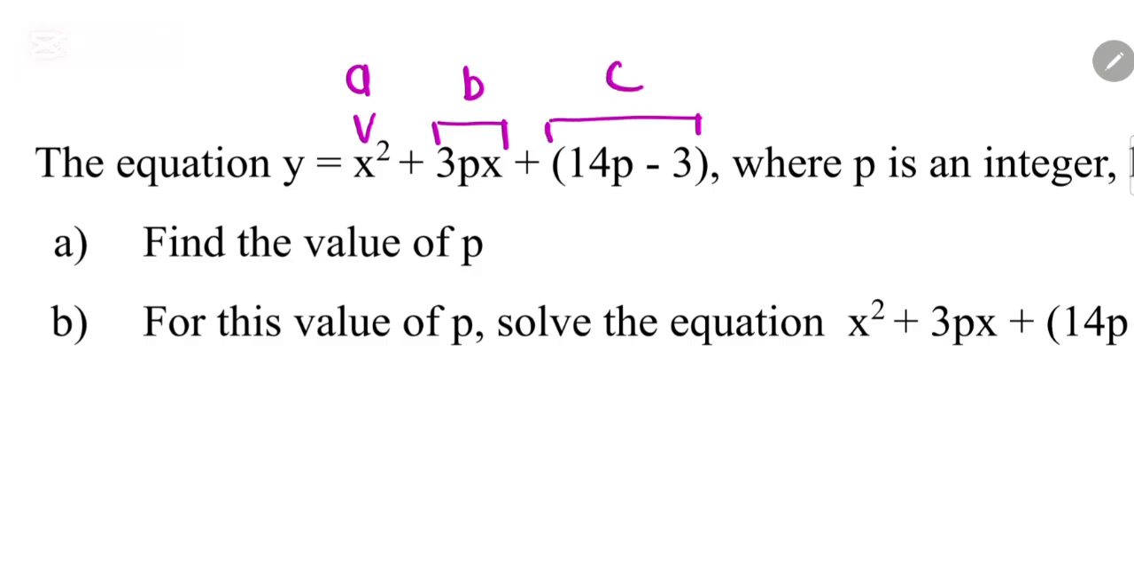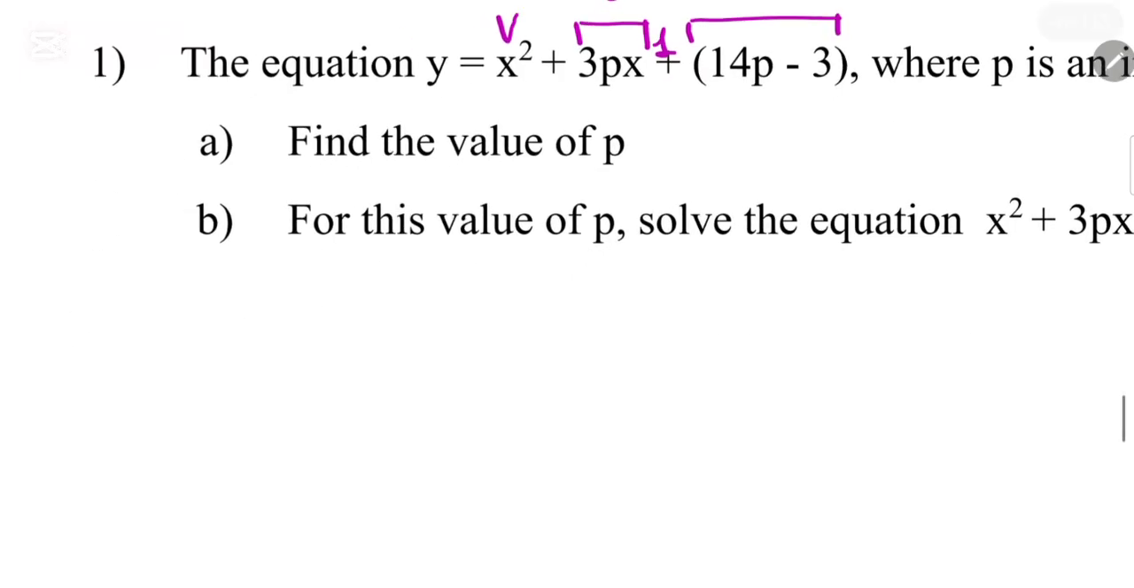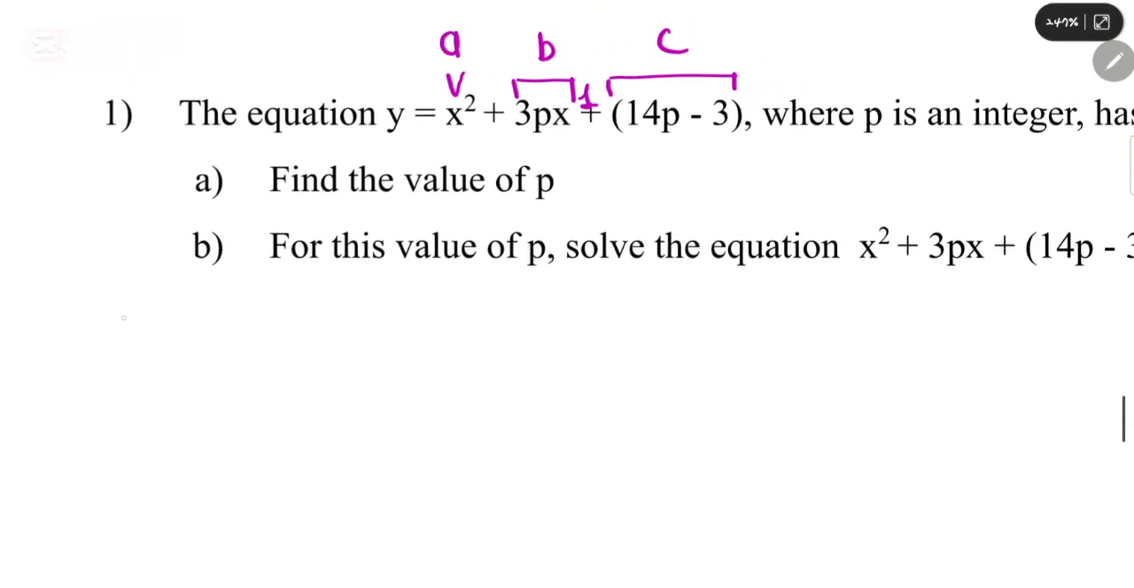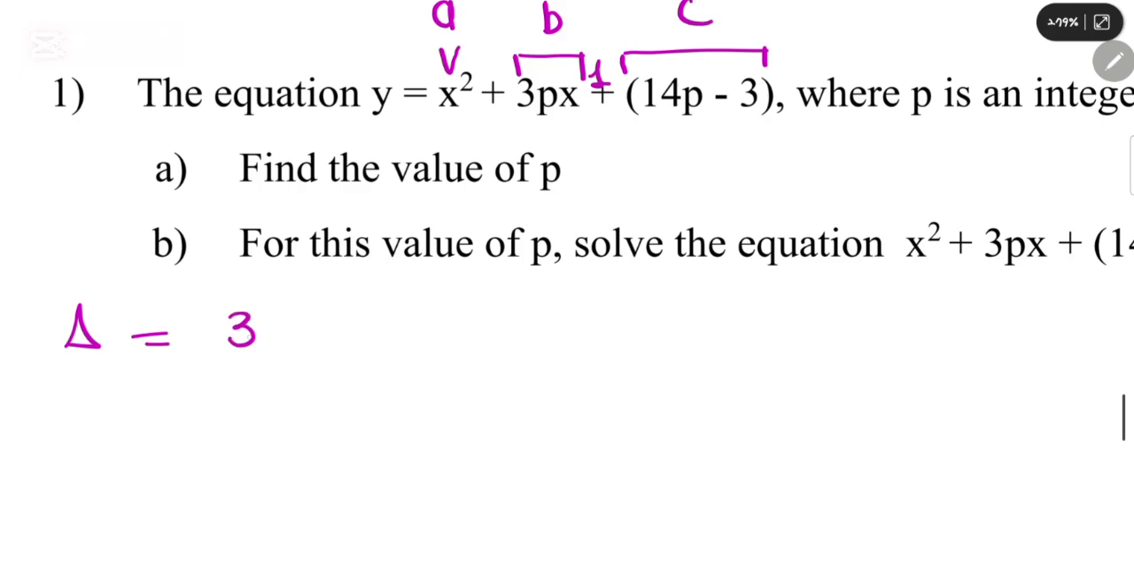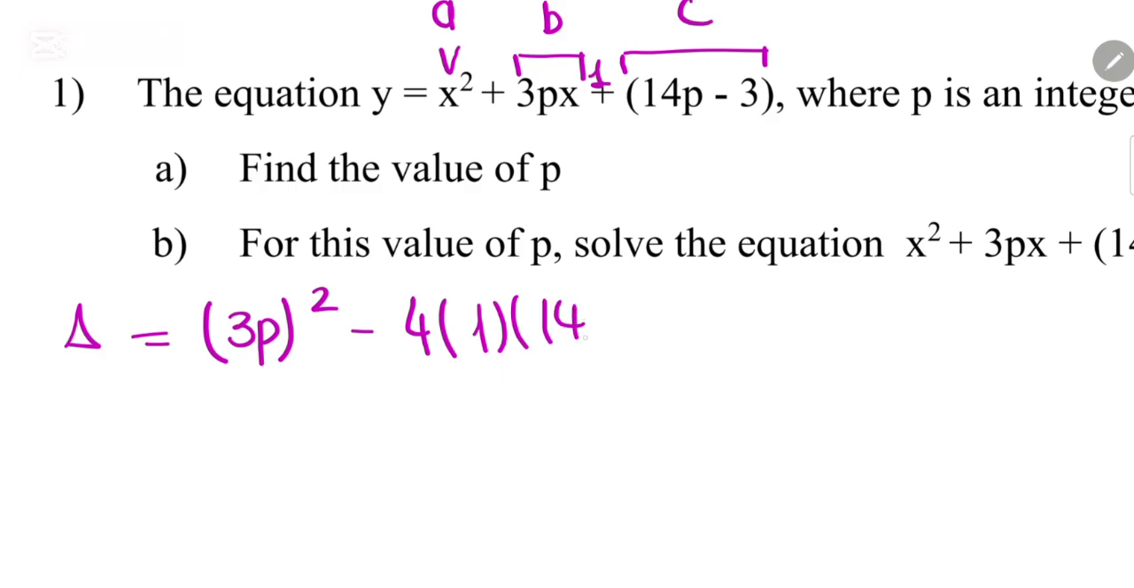How do you know it's b? Because these two are before the x to the power 1. They're multiplied with the x to the power 1. Therefore, it's the b value. So now let's calculate the discriminant. Okay, so b squared, so (3p) squared minus 4ac.